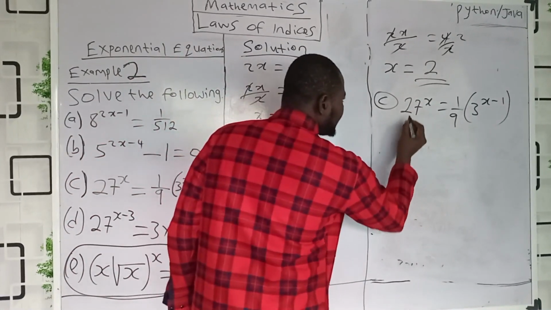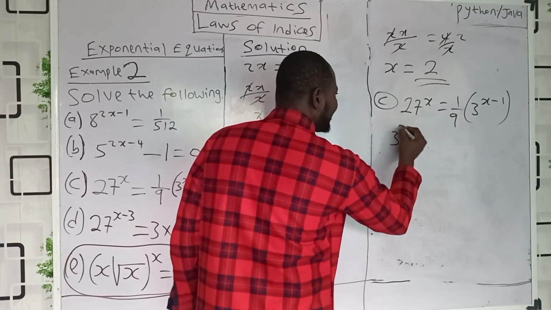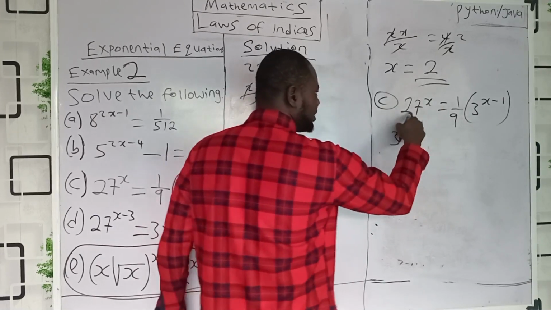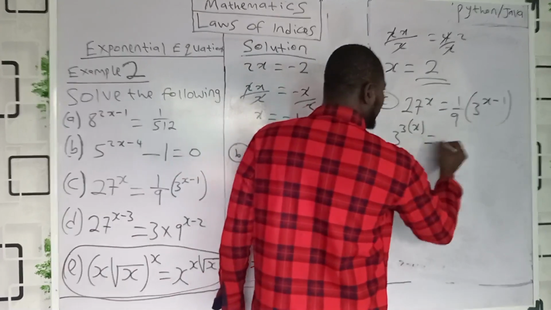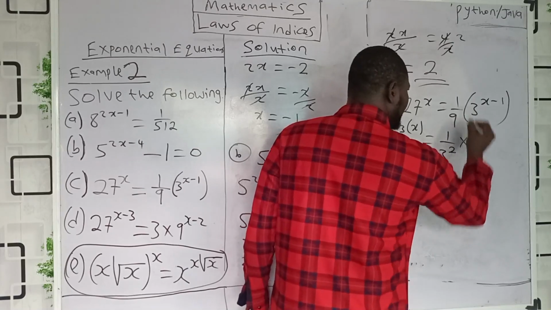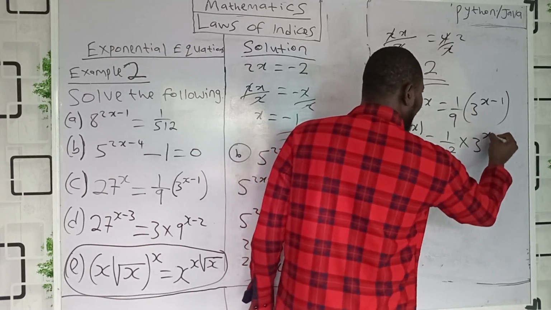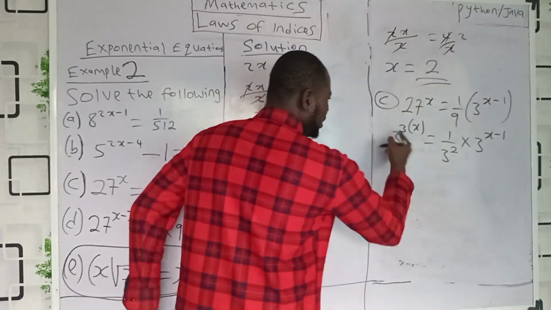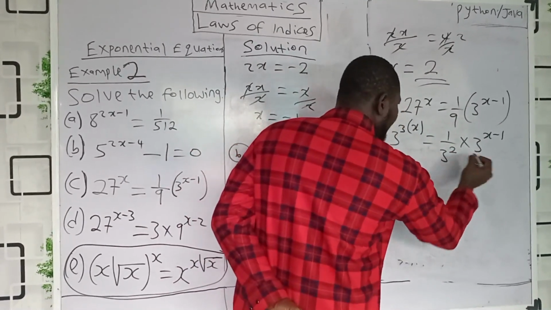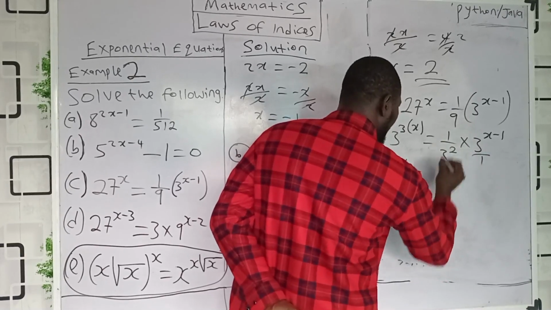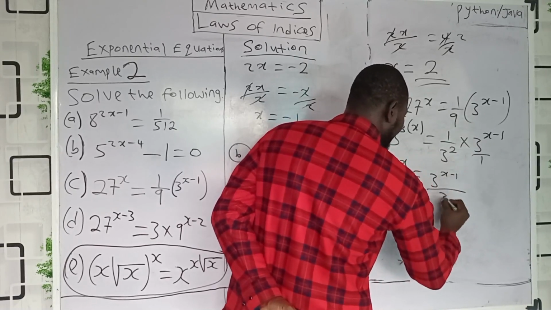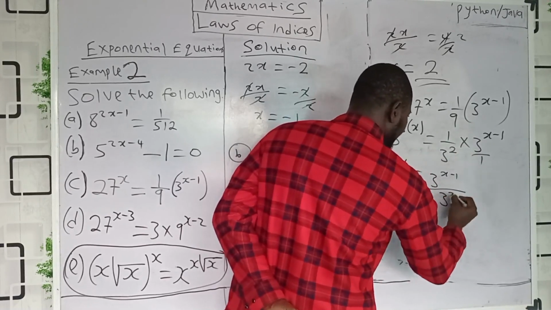Because, okay, this guy can be expressed as 3 raised to power 3, then times x. Are you with me? This x that you have here, 27 is 3 raised to power 3, equal to what? 1 over 3 raised to power 2, then times this bracket also means multiplication. Raised to power 3x minus 1, okay? Then this is 3 raised to power 3x equal to, so this one I can say this is over 1. So it will now become 1 times 3 raised to power x minus 1. That's 3 raised to power x minus 1. Divided by 3 raised to power 2 times 1. That's 3 raised to power 2.